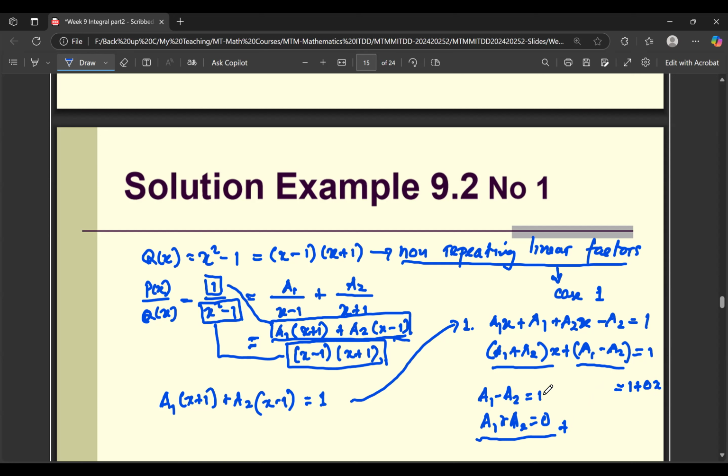Here we add them. We have 2A1, and 2A1 is equal to 1. So A1 is a half. And then after we have A1, A2 will be minus a half. This is the first alternative to solve this equation.